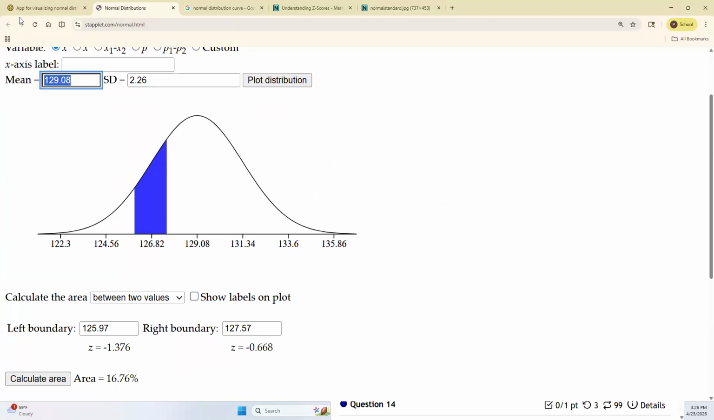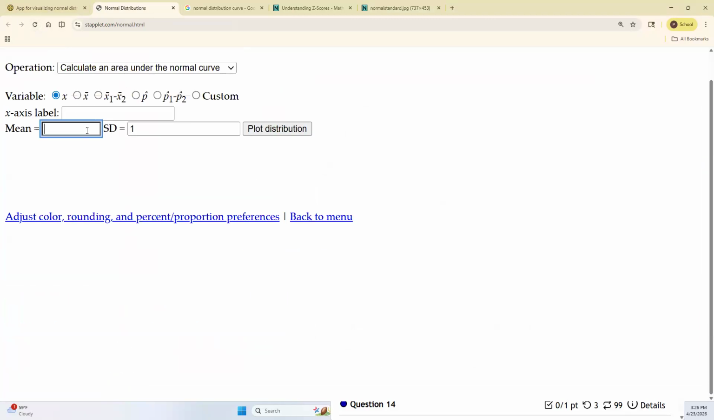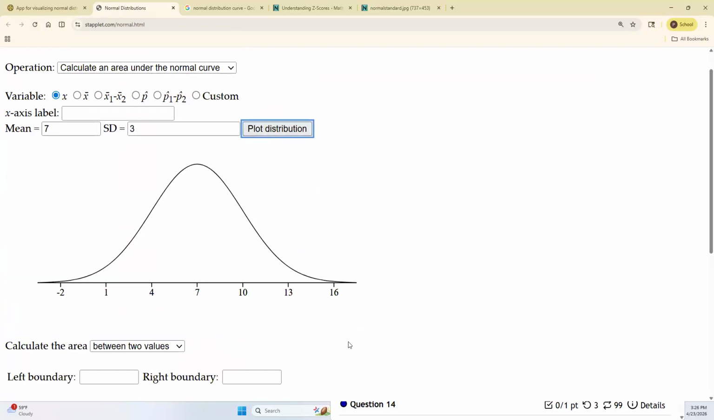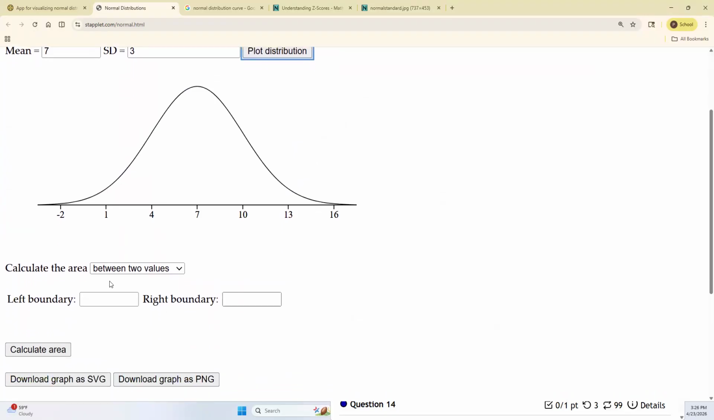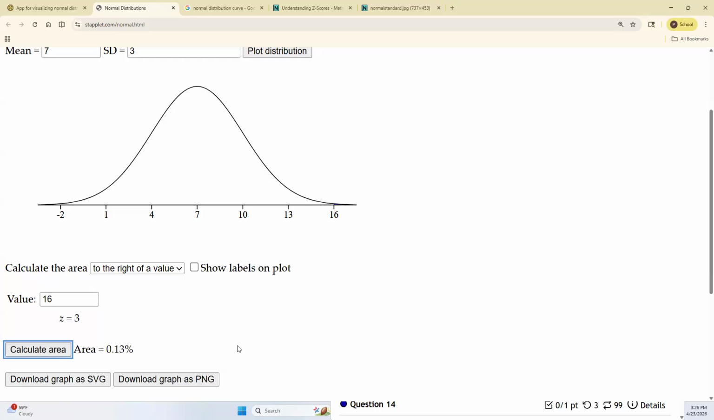Let's go back to a different one. Last question, I think, for today. What's the probability of being more than 16? Roughly. Very close to 0. 0.13%, 0.0013. That's 3 standard deviations above. How about 4 standard deviations above? What's the probability? 0. Effectively 0.